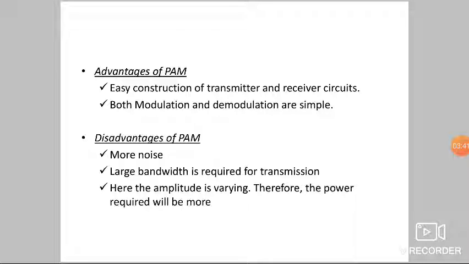Now we come to the advantages of pulse amplitude modulation: easy construction of transmitter and receiver circuits. Both modulation and demodulation are simple. Now we come to disadvantages of pulse amplitude modulation. It is more noisy. It requires large bandwidth for transmission. Here the amplitude is varying, therefore the power required will be more.